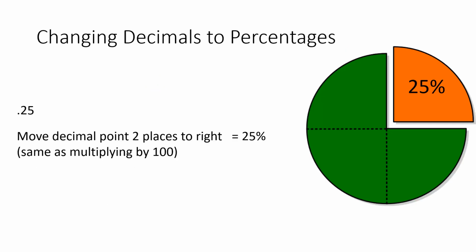How about changing decimals into percentages? Well, in this particular case, I've got 0.25, or 25%. To change 0.25 into a percentage, I literally move the decimal place 2 places to the right. And that's the same as multiplying by 100, and that gives me 25%.